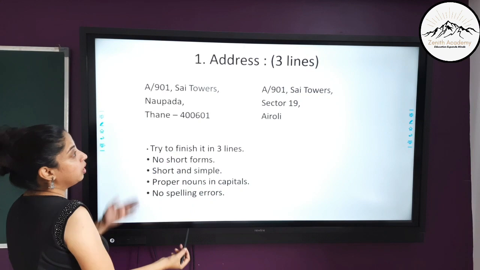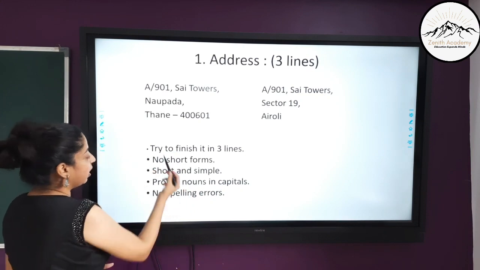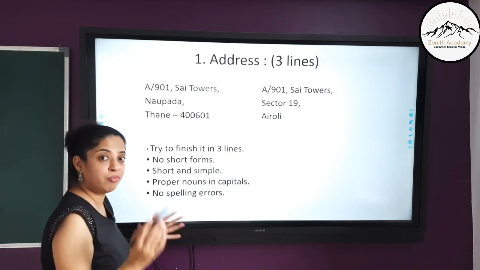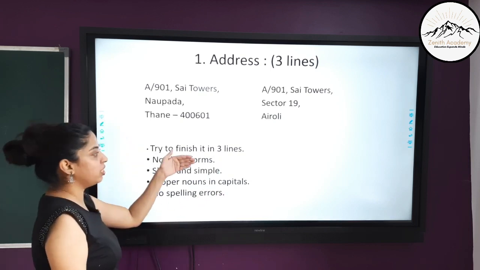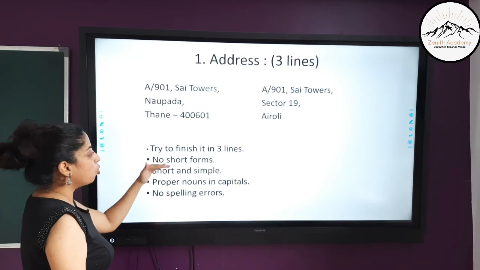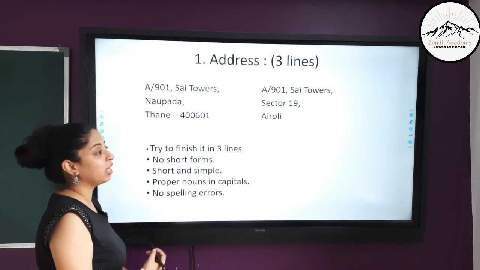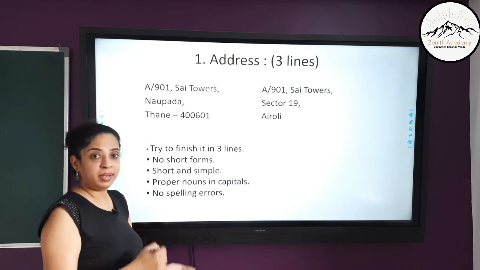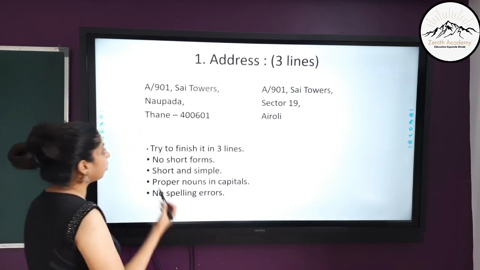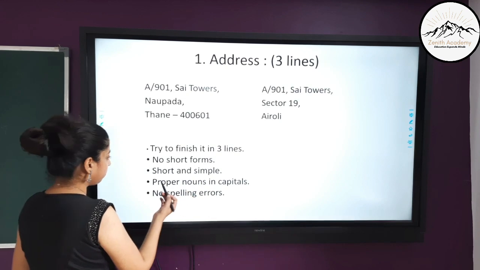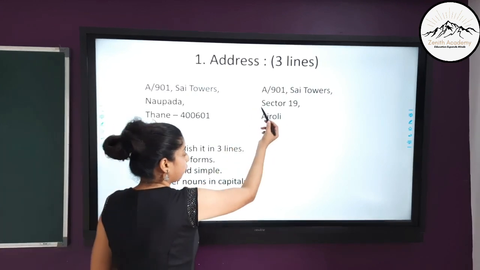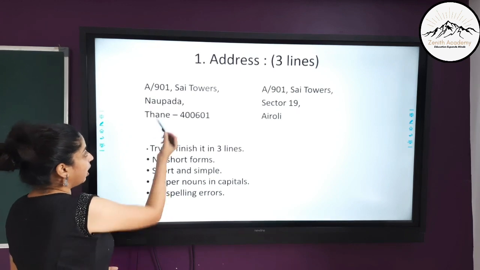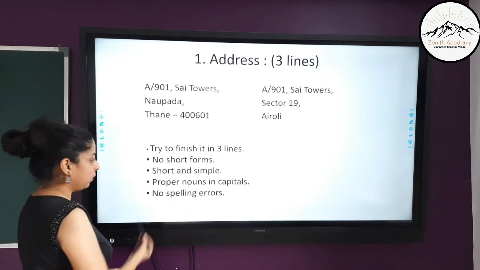Keep in mind these points: you have to finish it in 3 lines or maximum 4 lines, so just try to finish it in 3 lines. No short forms. You should not write any short form like BLDG for building or APT for apartments. You have to write the full address. For sector you will have to write the full word sector. Full spellings have to be there. The address has to be short and simple.